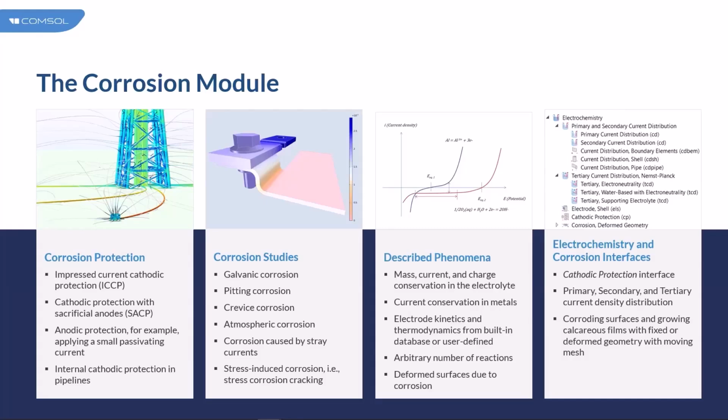The phenomena that are described by the governing fundamental equations are mass, current and charge conservation in the electrolyte, current conservation in metals, electrokinetics and thermodynamics from built-in database or user-defined expressions, arbitrary number of reactions on each surface, and you can also model deformed surfaces due to corrosion.